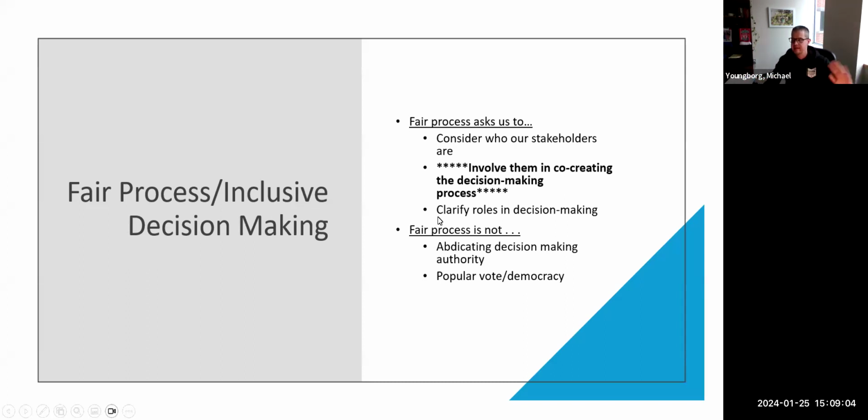And the thing here that we have asterisks, bolded, all sorts of things that we want you to take away from this is it's involving them in co-creating the decision-making process. And also in that being able to clarify roles and decision-making. And before I really jump into that, I want to make sure that it's clear that it's not that you're abdicating your authority to make a decision, especially if you are an executive board member, and it's not necessarily turning everything into a popular vote or true democracy, right?